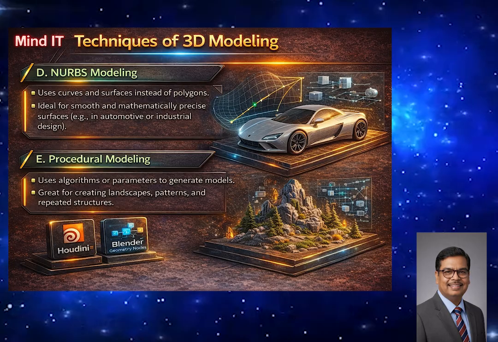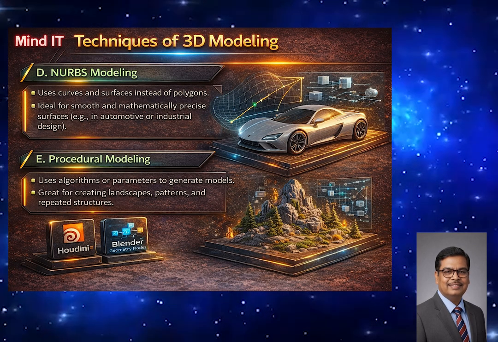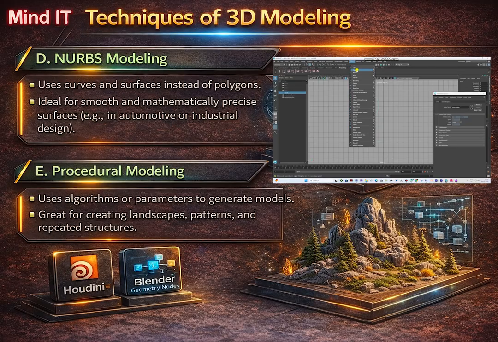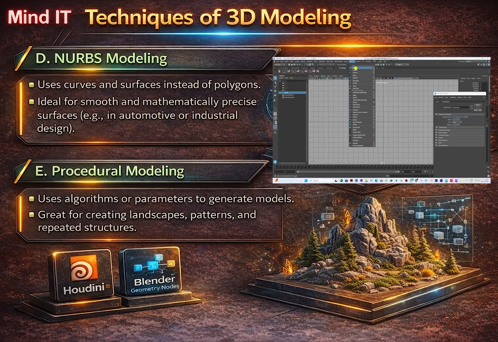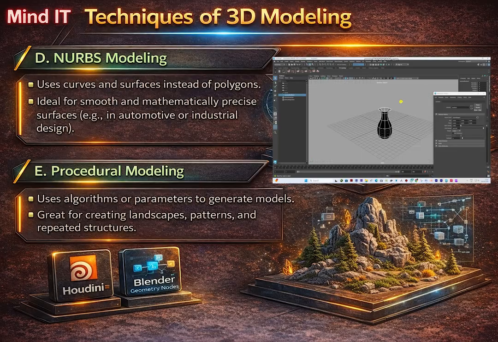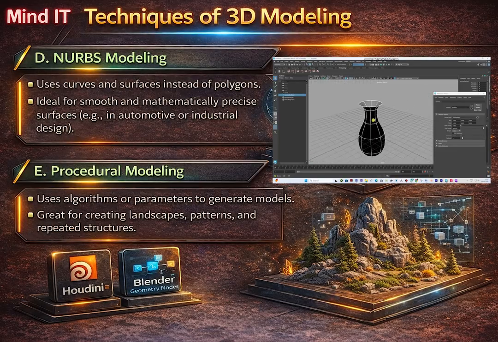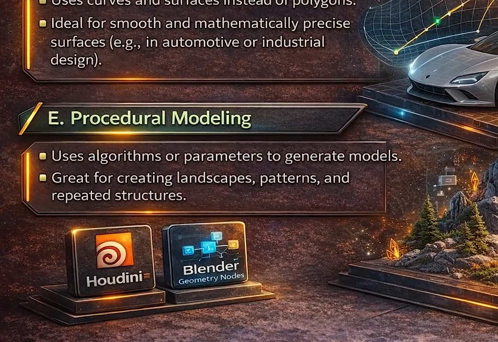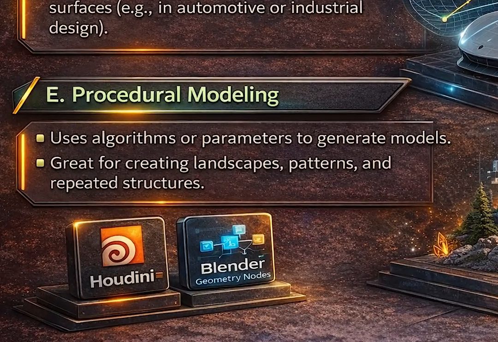Four, NURBS modeling. Uses curves and surfaces instead of polygons. Ideal for smooth and mathematically precise surfaces, for example in automotive or industrial design. Five, procedural modeling. Uses algorithms or parameters to generate models. Great for creating landscapes, patterns, and repeated structures.